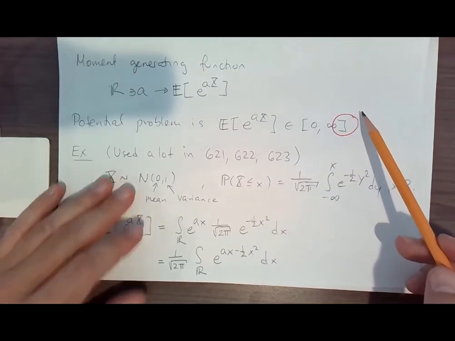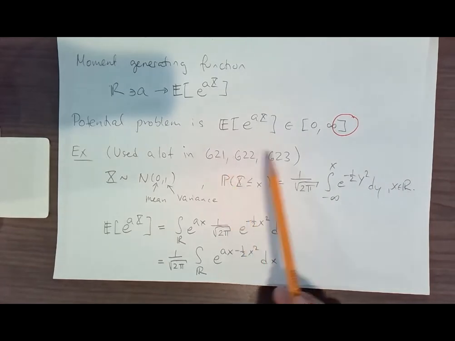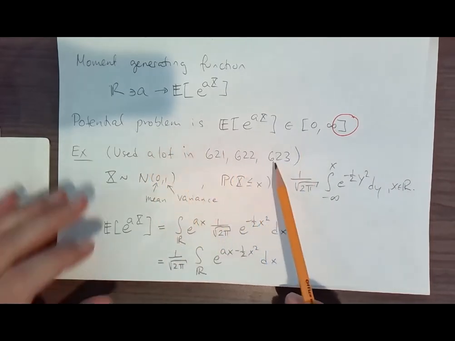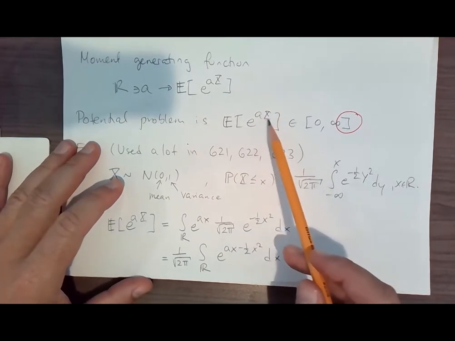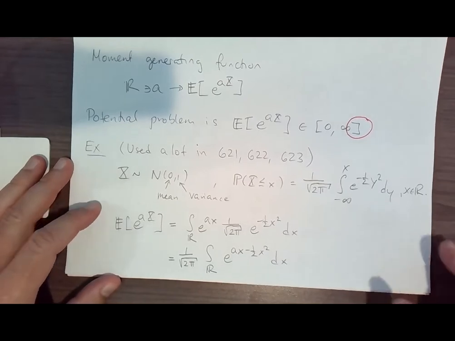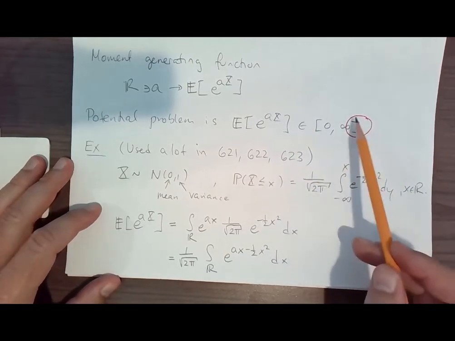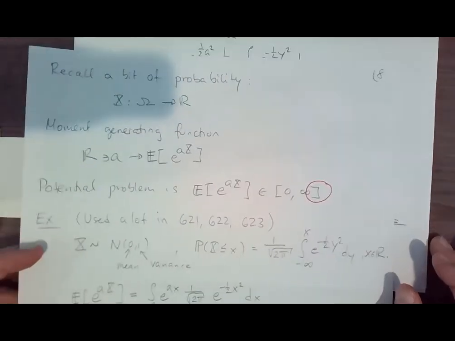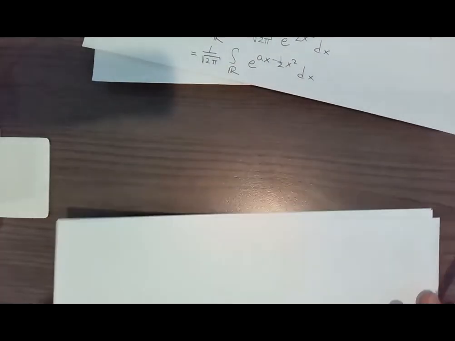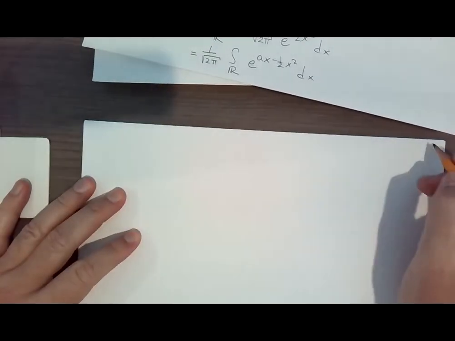But as I said, these courses, in particular 622 and 623, they use Gaussian random variables all the time. Underlying Black Scholes, you find Gaussians. So then this becomes an issue. So one way around this problem is to focus on characteristic functions. So the characteristic functions do not have this problem.